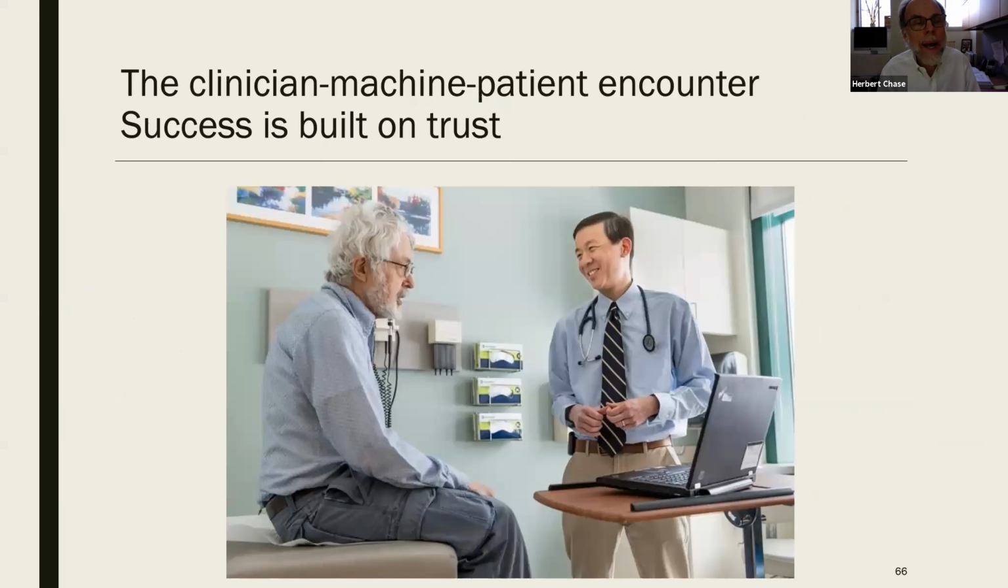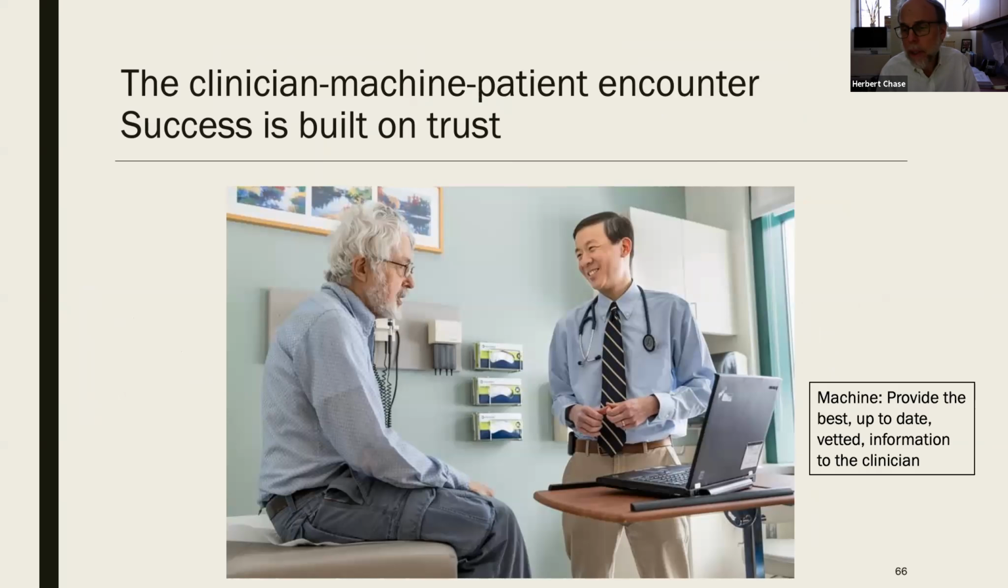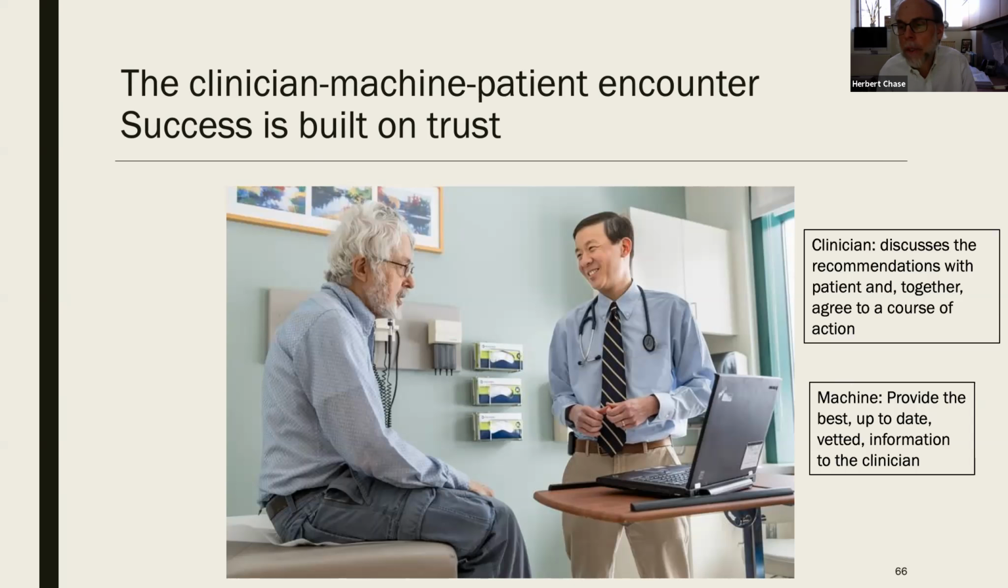So at this point, where are we now? The physician and the patient have this intermeddler here that they need, the computer. And the best that we can do right now, the machine will provide the best up-to-date vetted information to the clinician, maybe help in decision-making. It's got to be vetted. It's got to be proved to be useful. And the clinician then discusses the recommendations with the patient and they agree to a course of action. And hopefully down the road, this box over here will just get bigger and bigger. And in the intensive care unit, the machine will have better ideas for how to proceed, but we're not there yet.